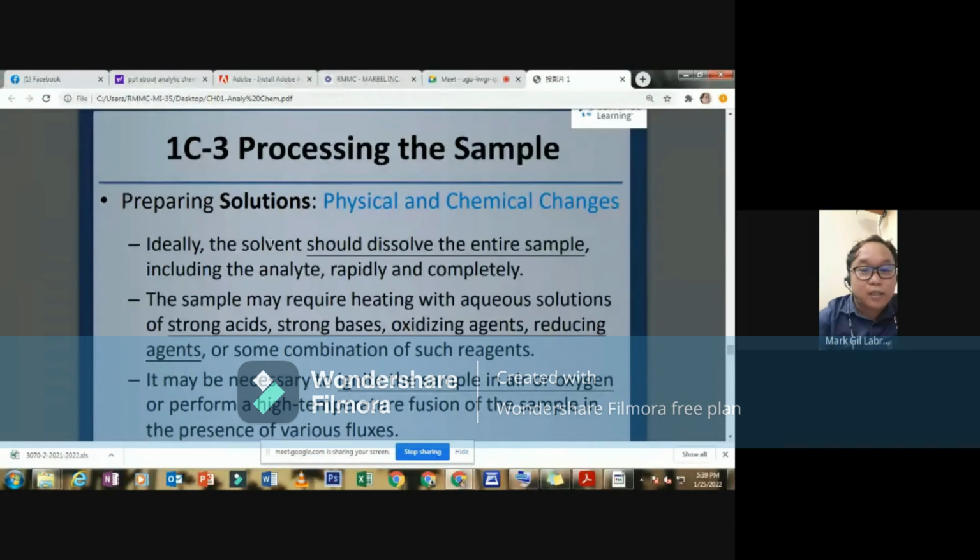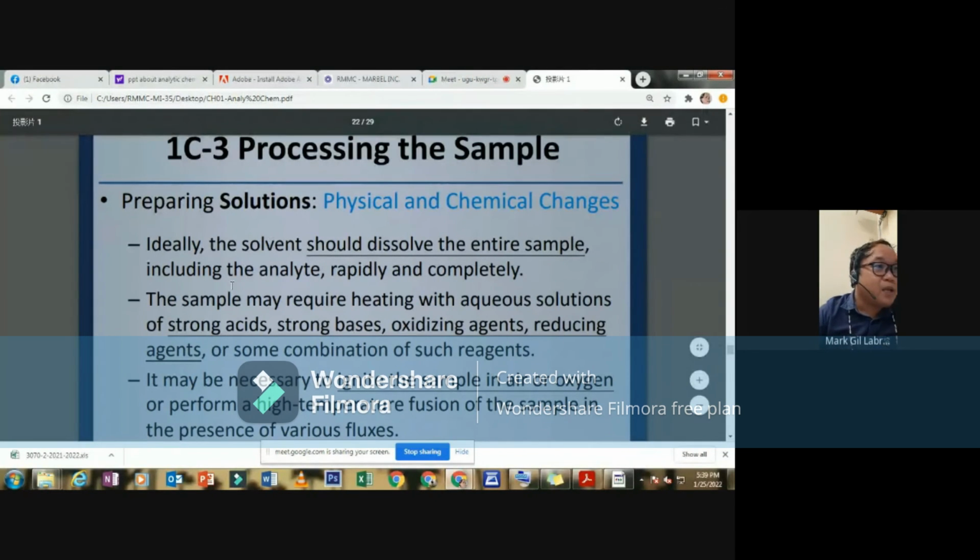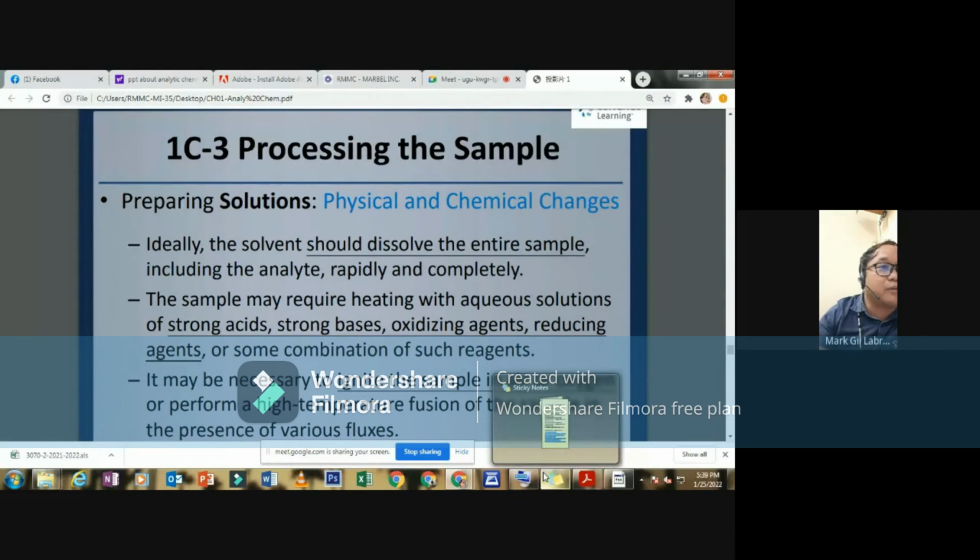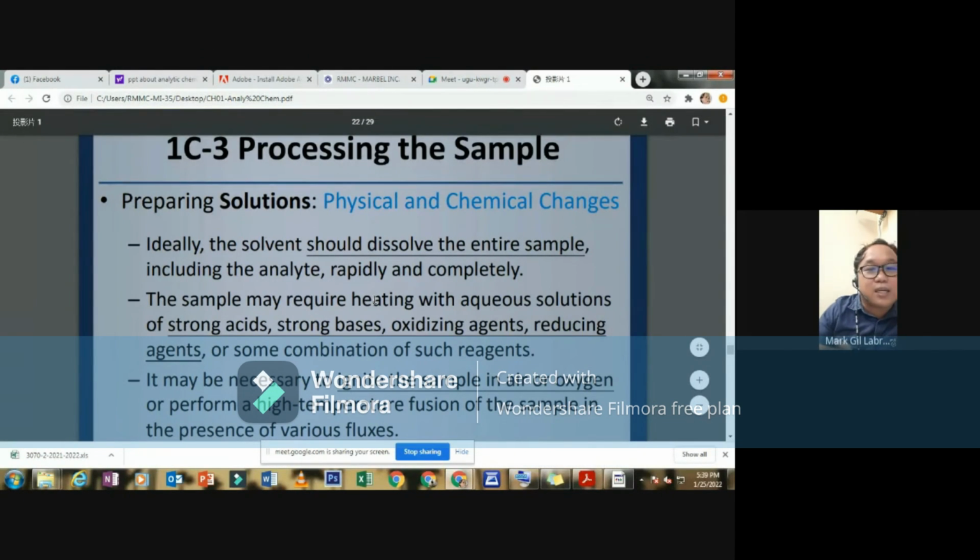Okay. So kung halimbawa ang sample mo naman is solutions, so you are going to analyze both physical and chemical changes. So ito yung parang the process. Ideally, the solvent should dissolve the entire sample. So yun siya dapat. So parang binibigyan ko na kayo ng idea bago tayo mag-perform ng mga laboratory experiments. So ideally, the solvent should dissolve the entire sample including the analyte rapidly and completely. So kailangan talaga hintayin natin or ubusin ma-dissolve.